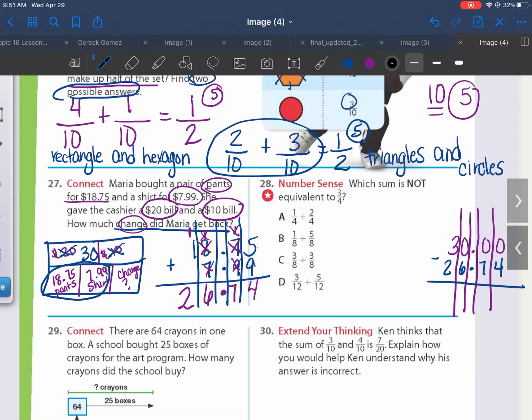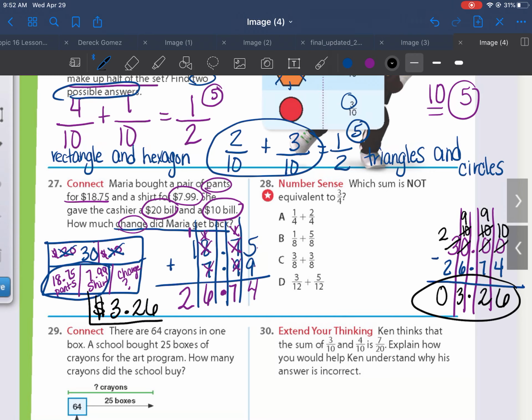I'm going to subtract. So 0 minus 4, we cannot. So I go to the neighbors, but they're all zeros. So I'm going to go all the way to the 3. The 3 is going to become a 2. And the 0 is going to become a 10. Then we're going to regroup again and it becomes a 9. And the 0 becomes a 10. I regroup once more. It becomes a 9. And this one becomes a 10. Now I can subtract. 10 minus 4 is 6. 9 minus 7 is 2. Bring down my decimal. 9 minus 6 is 3. And 2 minus 2 is 0.